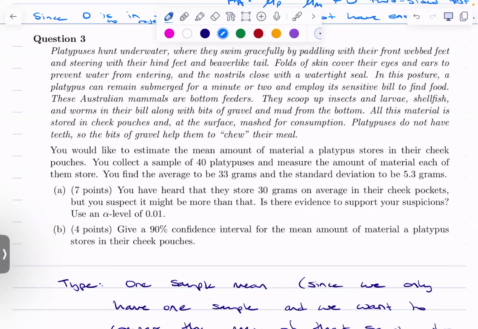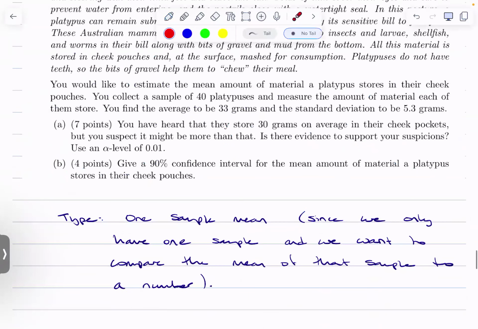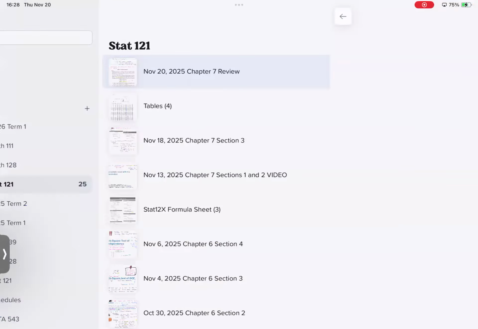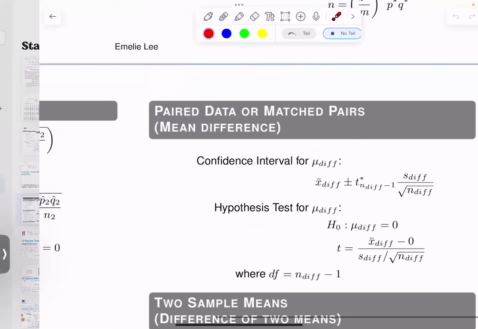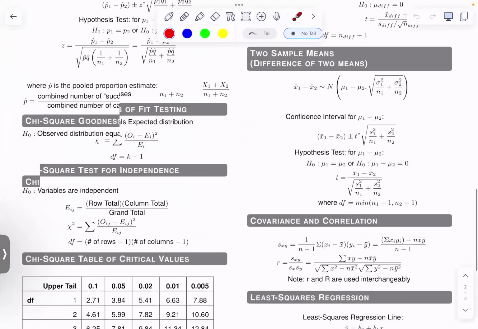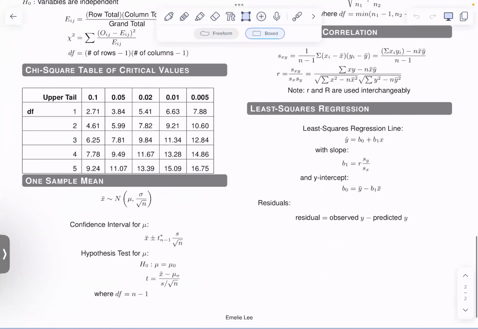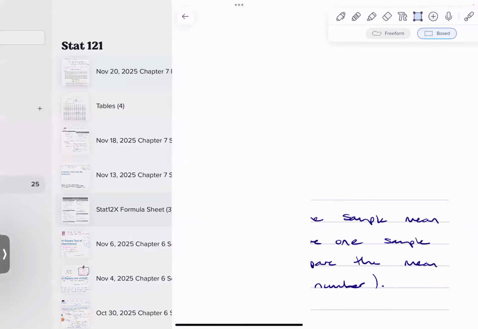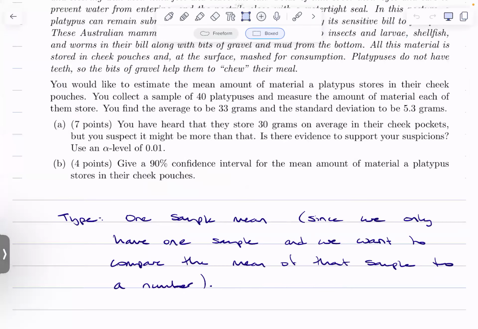All right. Last one. I think it's the easiest one, so that's nice. Here we go. We decided it was a one sample mean. In fact, we've already practiced a one sample mean type of question, right? It was the special case of the paired data. But all our calculations stay the same with the exception of one thing. Right now I have a number that I want to compare my mean to.